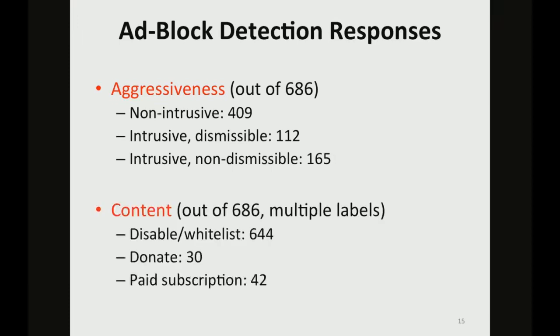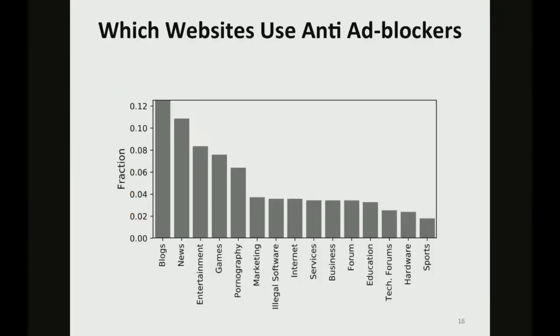We also did some content analysis of the notifications which were shown by these websites, and we found out that most of these anti-ad blockers ask users to disable the ad blocker or whitelist the websites. Interestingly, a bunch of websites are now asking people to donate some money or enroll in some paid subscription model for the website. We also looked at which websites were doing these anti-ad blocking, and we looked at different categories of websites. And as expected, news and blogs websites are the worst offenders for anti-ad blockers. They dominate websites which use anti-ad blocking.